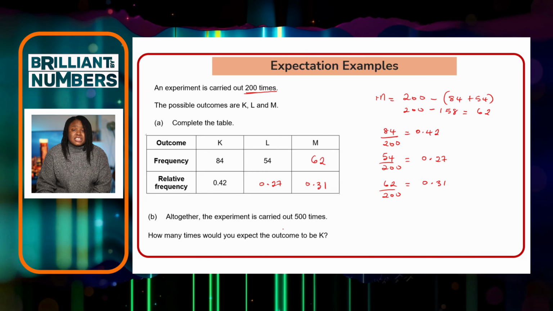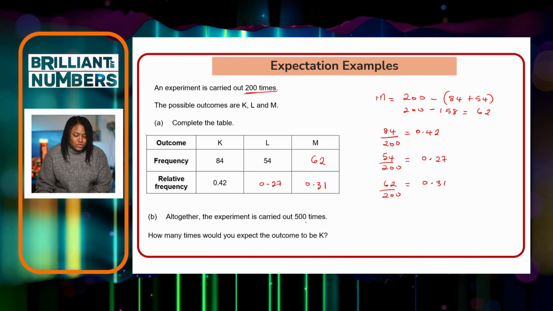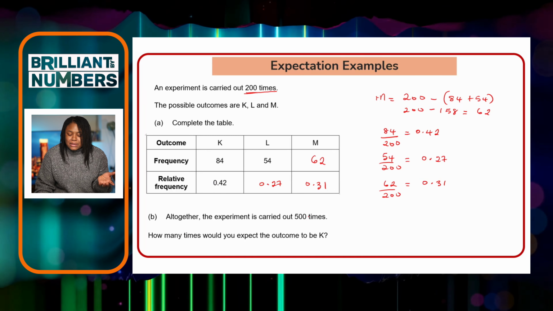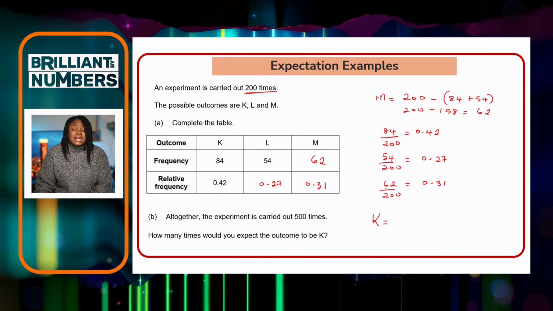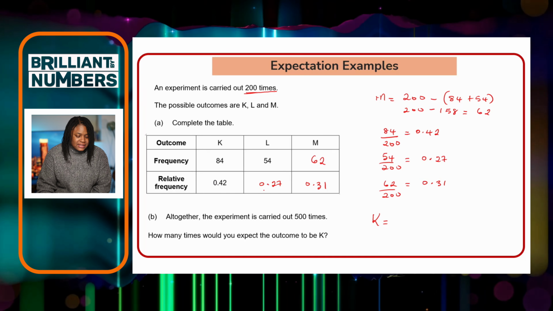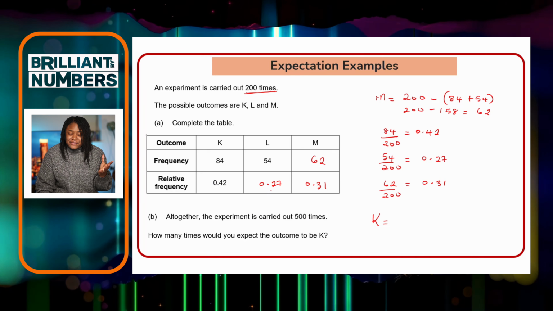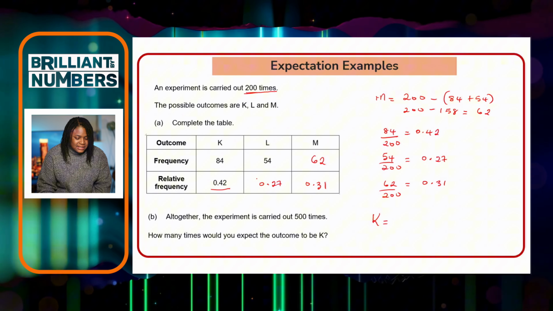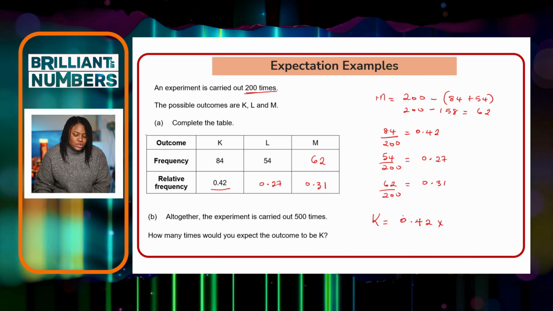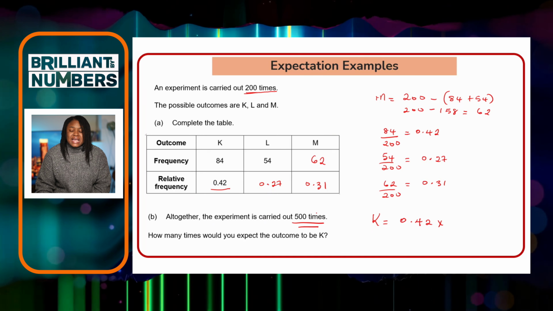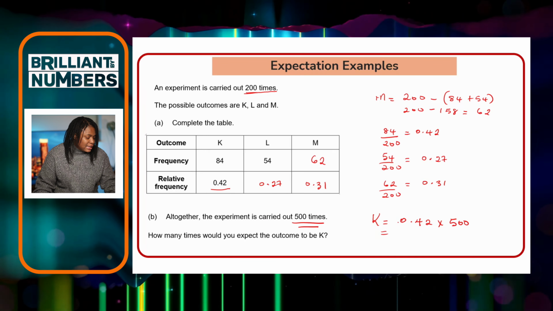The question then asks me for part B. Altogether, the experiment is carried out 500 times. We want to know how many times we expect to get K. So again, remember, expectation is equal to relative frequency multiplied by the number of trials. So the relative frequency for K, as we can see on the table, is 0.42 multiplied by the number of trials here, which is 500. Put that in our calculator.